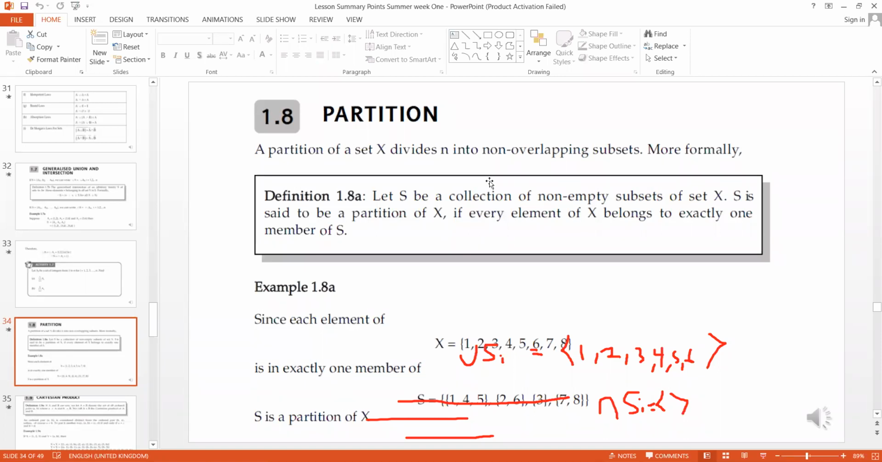Okay. So we also have what we refer to as a partition. We say that a partition of a set divides a set into non-overlapping subsets, mutually exclusive subsets. So by definition, we say that let S be a collection of non-empty subsets of X. S is said to be a partition of X if every element of X belongs to exactly one member of S.